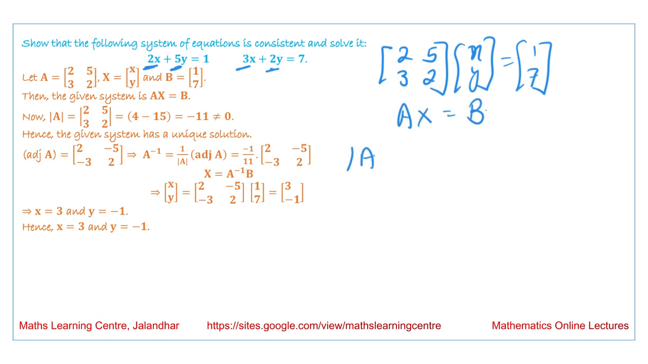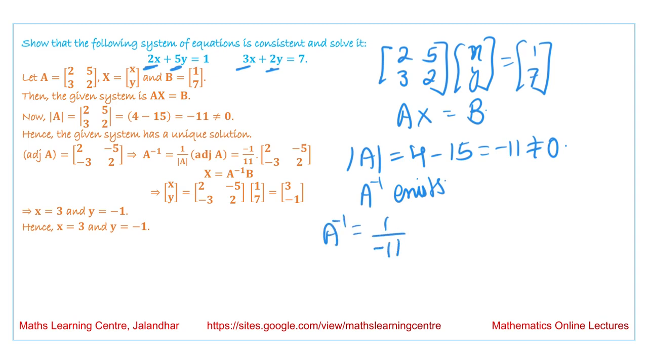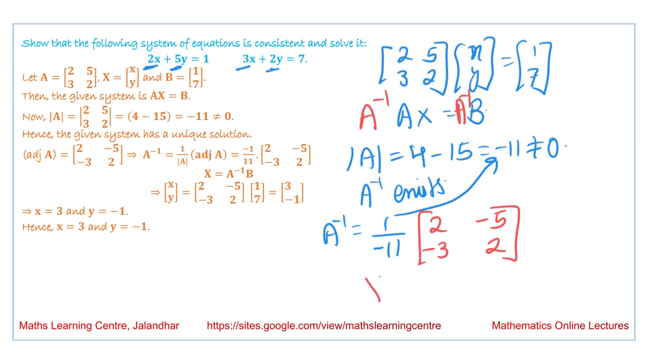Now if we calculate the determinant of A, the answer is 4 minus 15, which is equal to minus 11, and it is not equal to 0. So A inverse exists, and the value of A inverse will be 1 over minus 11, that is determinant of A, into adjoint of A, which is 2, minus 5, minus 3 and 2. So this is A inverse. Talking about this equation, if we multiply with A inverse on both sides, we obtain that x is A inverse into b.